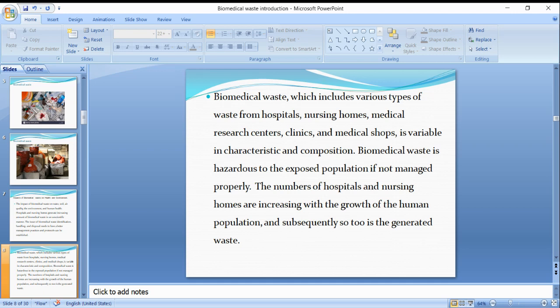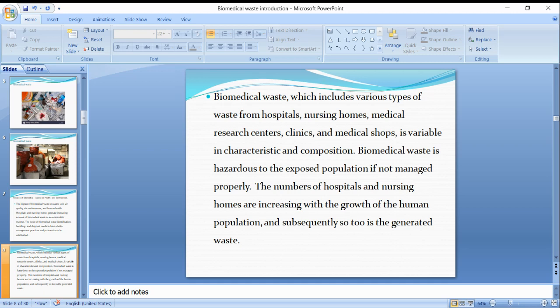Biomedical waste is hazardous to the exposed population if not managed properly. If it is not managed properly, it becomes hazardous, and hazardous means poisonous. So we have to control it. If it is not controlled, it may be hazardous, and if it becomes poisonous, it will affect the population. So we have to manage it properly.